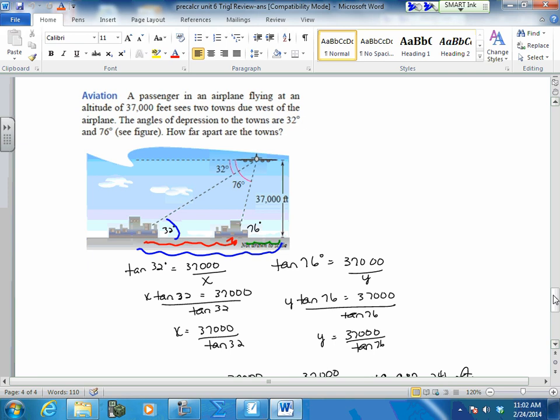Now, I set this up, big triangle, little triangle. So I've got tangent, opposite over adjacent. I set them up. I have to solve for my x and my y. And then I'm going to take them and subtract them. And if you subtracted them and they came out negative, you just subtracted them the wrong way, right? Because it's got to come out positive. This distance has to be positive.